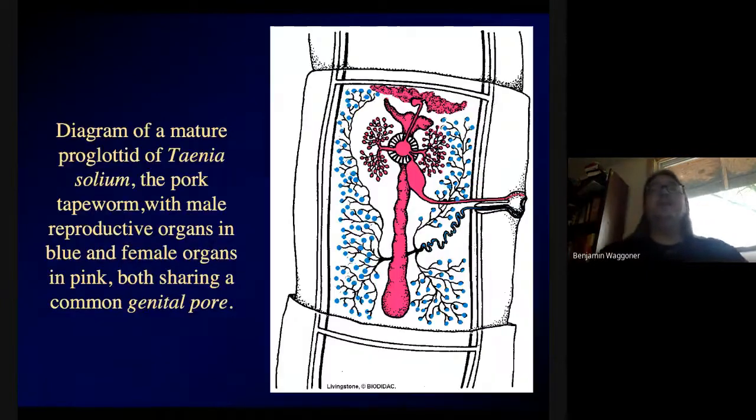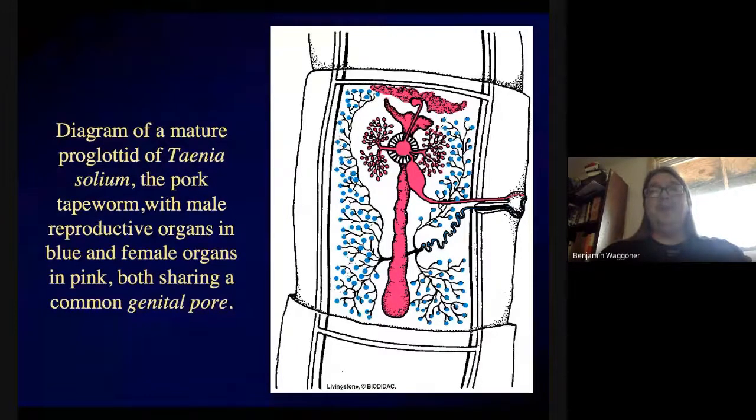So there is a sexually mature proglottid of the pork tapeworm, Taenia solium. Male organs in blue, lots of testes dumping sperm into a common vas deferens. Female organs in pink, where the ovaries drop eggs into a common oviduct with specialized yolk glands providing yolk cells to plaster around the mature eggs. Both of these passages share a common genital pore. Tapeworms can self-fertilize, but they will pair up and fertilize each other if there's two next to each other in the same gut.